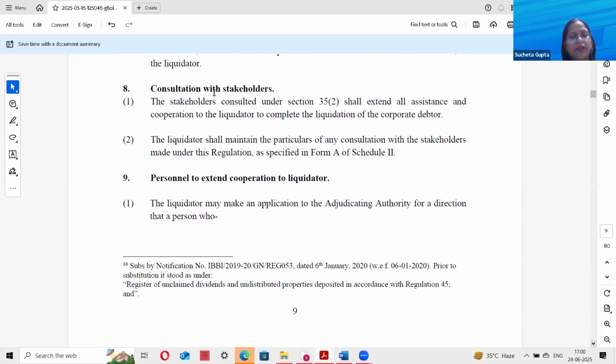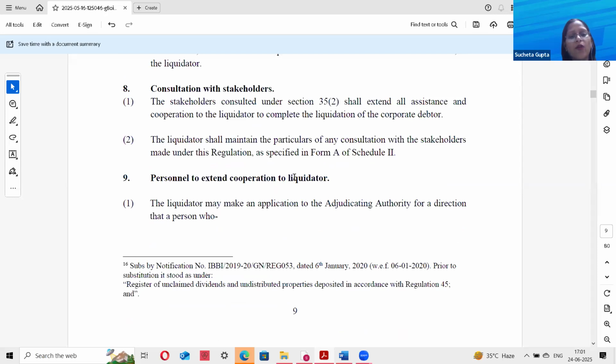Now, consultation with the stakeholders. Stakeholders consulted under section 35(2) shall extend all assistance and cooperation to the liquidator to complete the liquidation of the corporate debtor. The liquidator shall maintain the particulars of any consultation with the stakeholders made under this regulation as specified in Form A of Schedule 2.